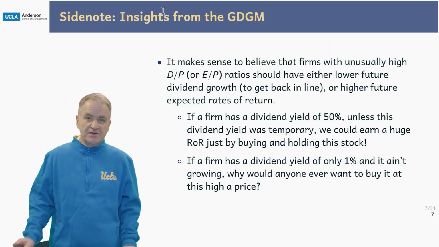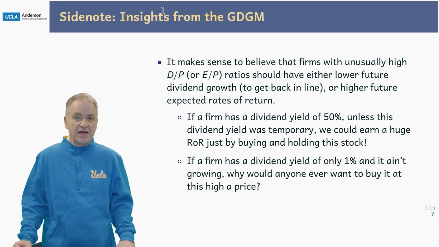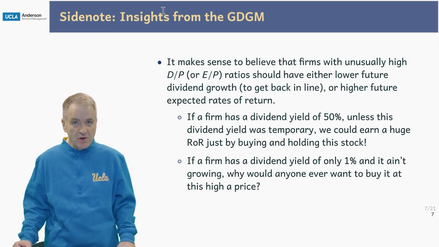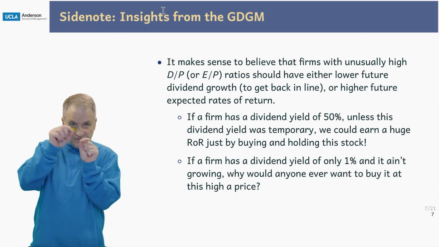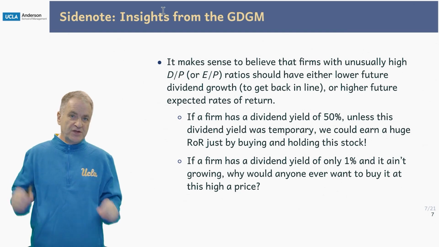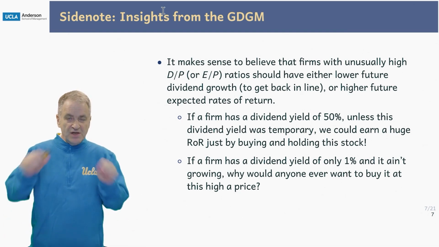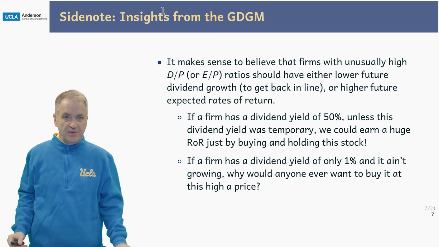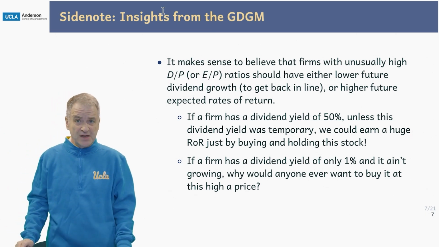Now, it makes sense to believe that firms with unusually high dividend price ratios should have either lower future dividend growth to get back in line, so the dividends no longer grow so much, or they should have higher future expected rates of return. So if the dividend payments are going to be really, really high for a long, long time, it looks like you're going to make a lot of money here.